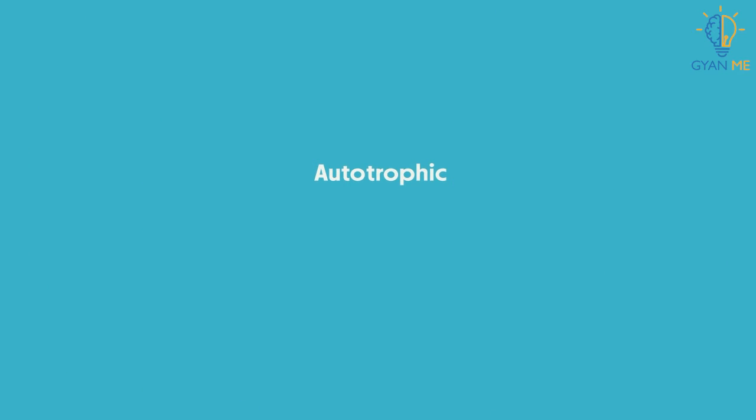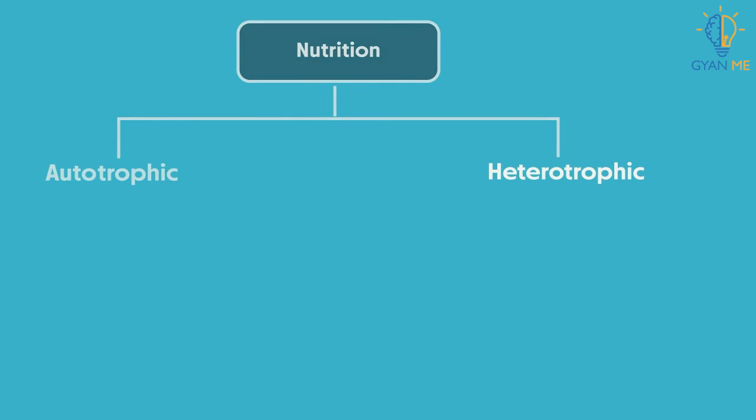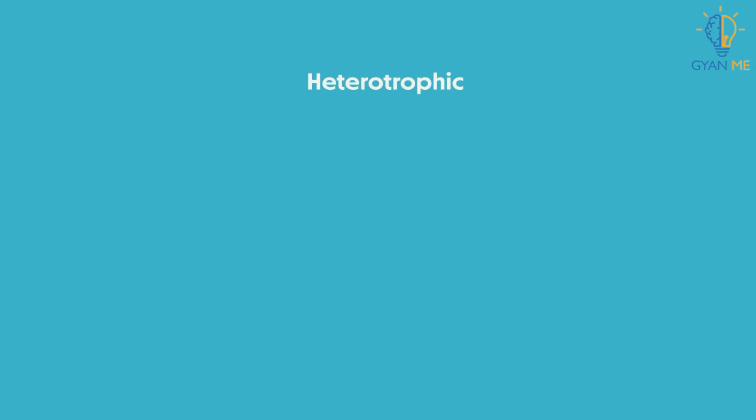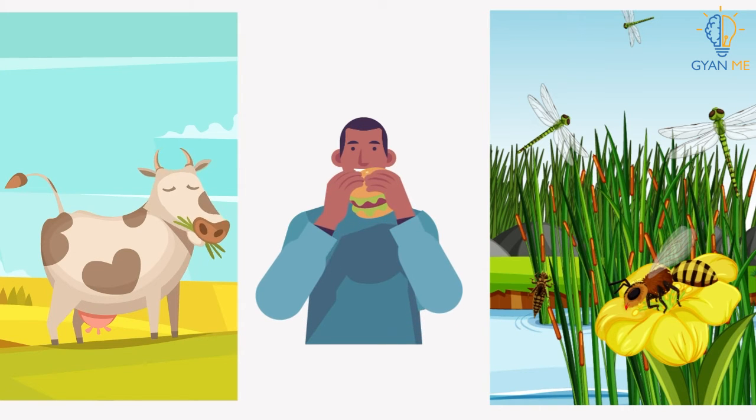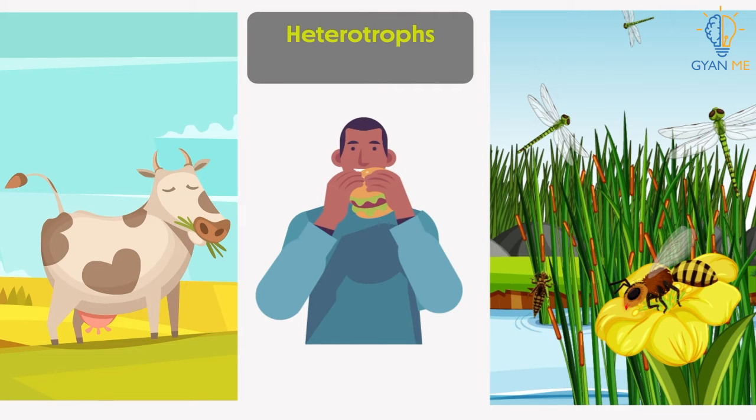Now, let us learn about mode of nutrition, that is heterotrophic nutrition. Students, every organism is not capable of preparing food on its own. Such organisms depend on other sources or organisms for their food. These organisms are called heterotrophs, and this mode of nutrition is known as heterotrophic nutrition.